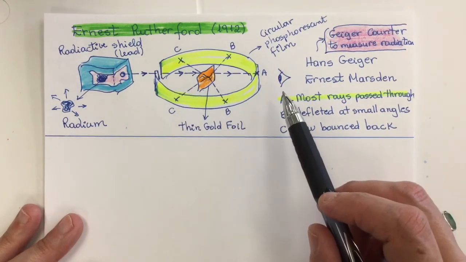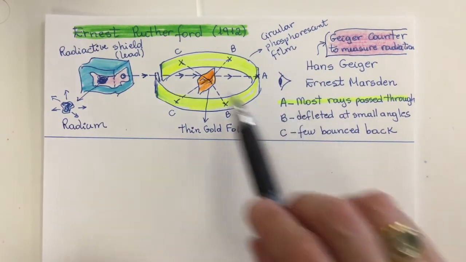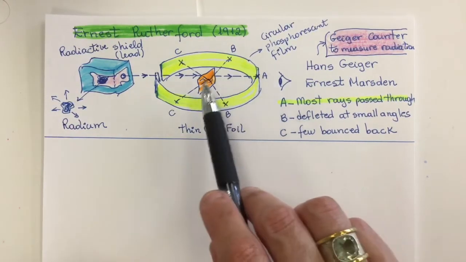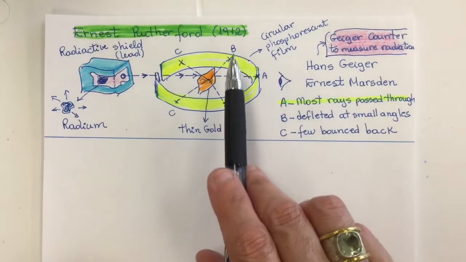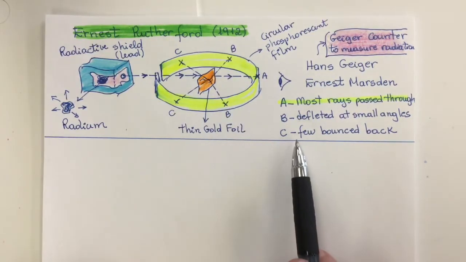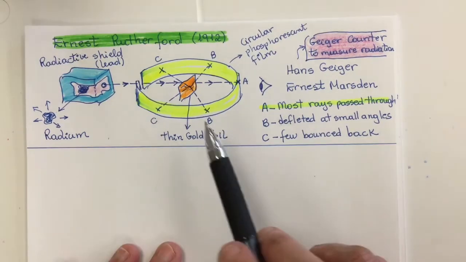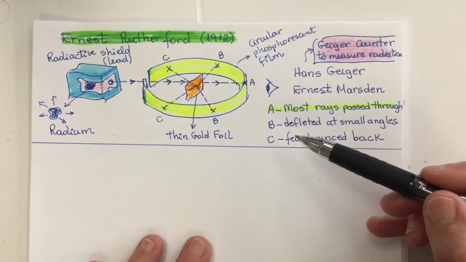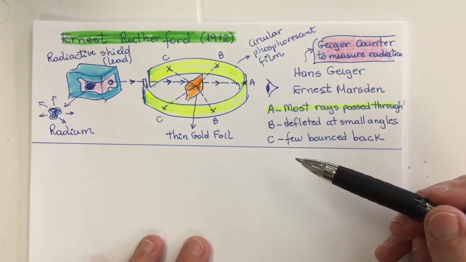They observed basically three locations. A, most of the rays pass through the gold foil, like it was not even there. B, some rays deflected at small angles. And C, just a few rays bounce back. Those three observations were very important to draw conclusions about atomic structure.